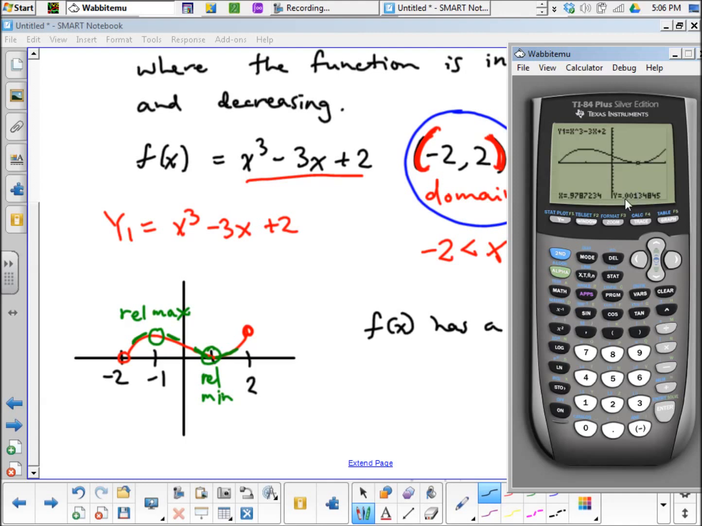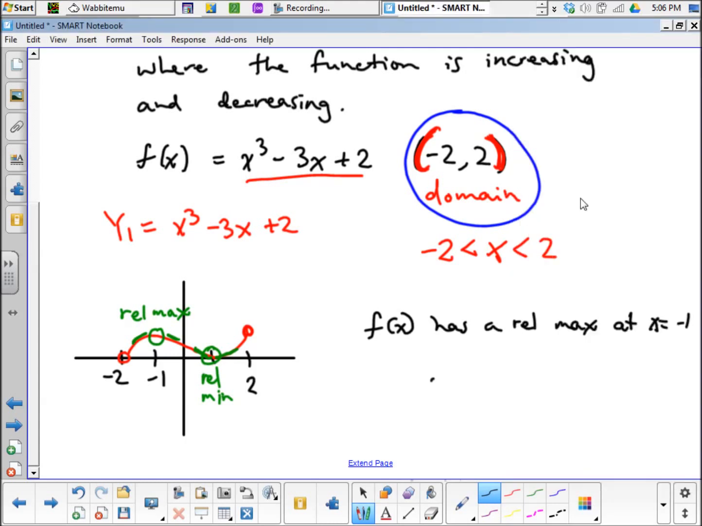This is the smallest y I was able to generate using the trace button, and I can come over here and see the x. The x is 0.98. Let's round that to the nearest tenth. We're going to say 1.0. All right. So we're going to conclude that f of x has a rel min at x equals 1. You can also just tell by eyeballing it. Okay?